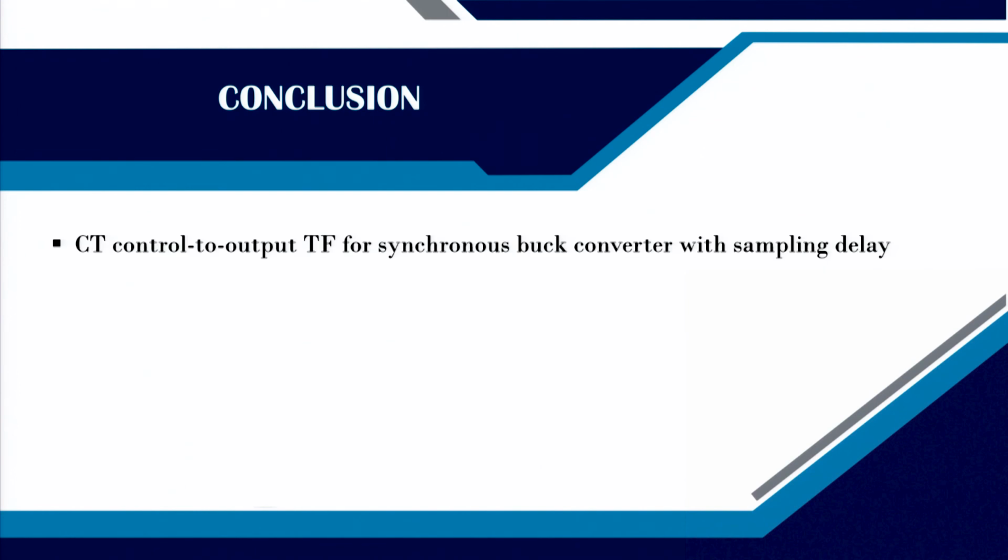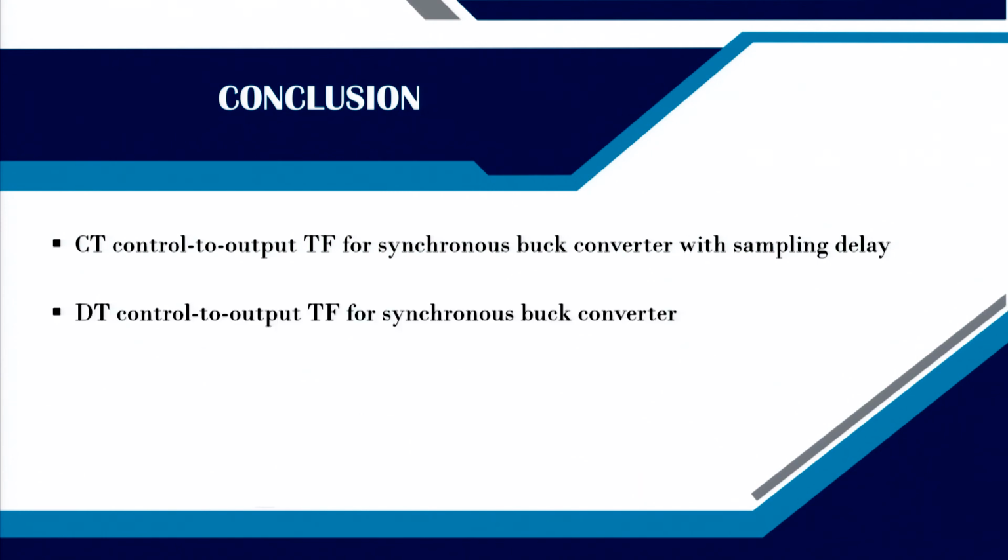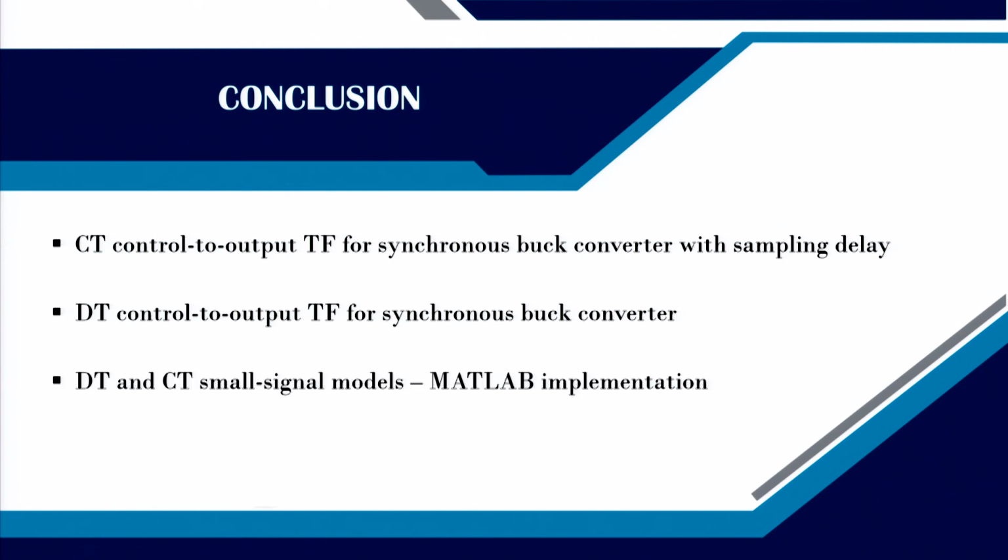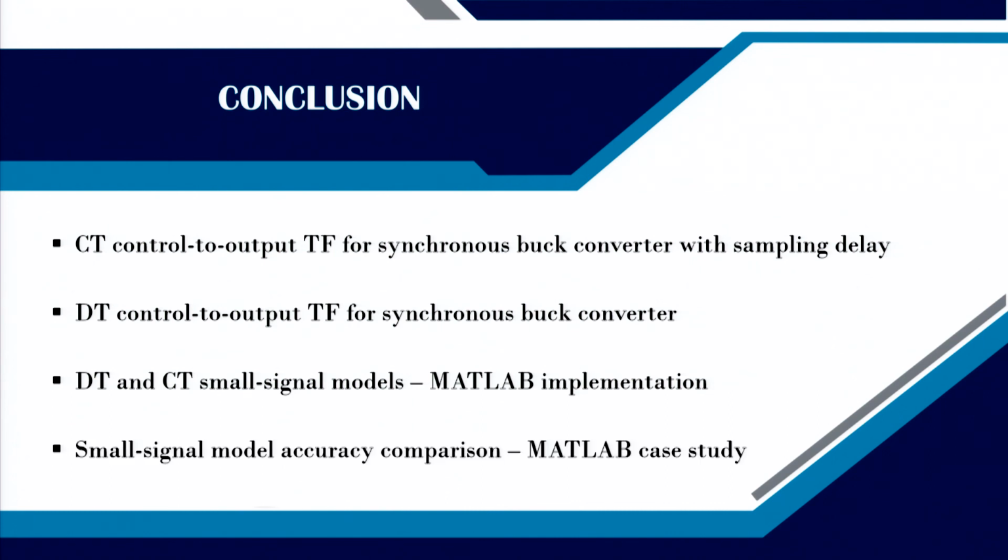So in summary, we have discussed the continuous time control to output transfer function of the synchronous buck converter with and without delay. We have discussed the discrete time control to output transfer function. I have shown you the steps for implementing the discrete time as well as the continuous time small signal model and how to obtain the Bode plot, and finally I have shown a MATLAB case study to show that up to a small signal bandwidth, that means even up to 1/5 of the switching frequency, the gain and phase can very accurately match with both the discrete time small signal model and the continuous time small signal model with delay.